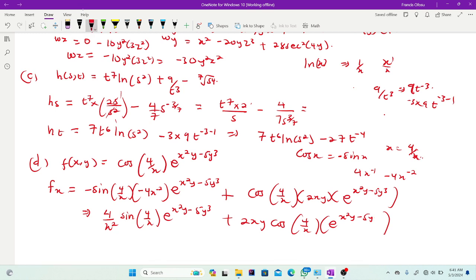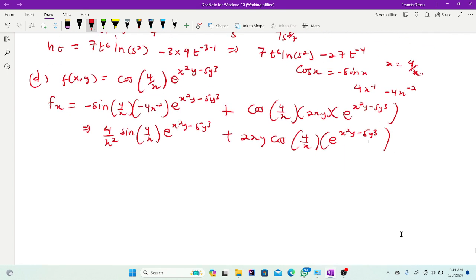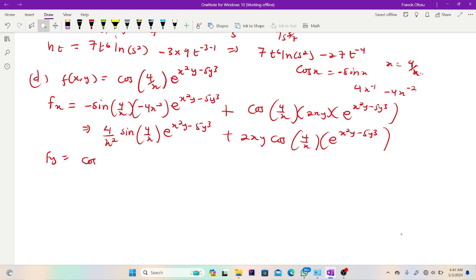Now let's go to with respect to y. So with respect to y, I'm getting fy. That one is very simple. Because there is no y here, the cos 4 over x simply becomes a constant. So I focus straight on the exponential part. This is not a product rule, and this is not a chain rule. So I just keep my cos 4 over x here, then the e to the power will follow.